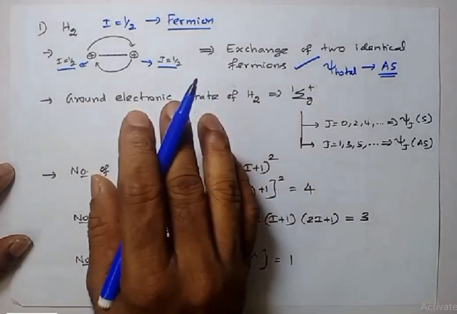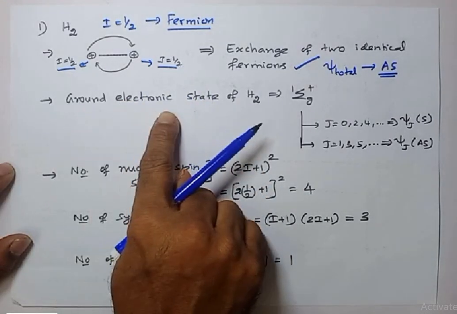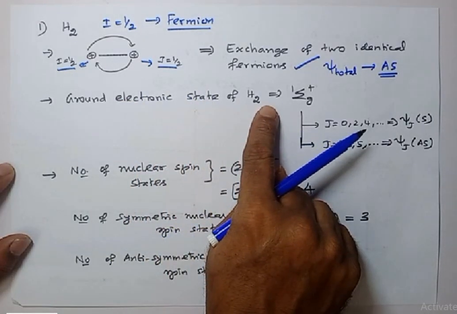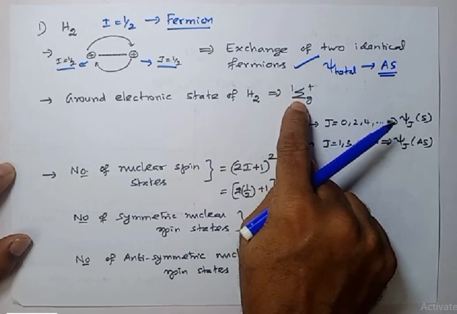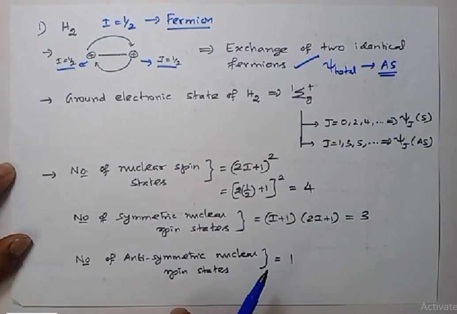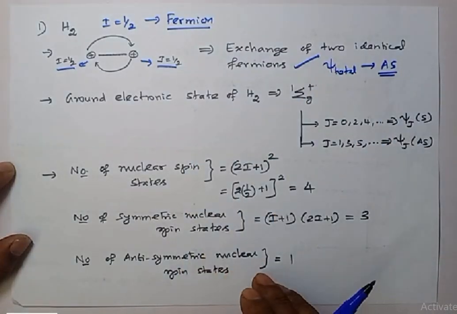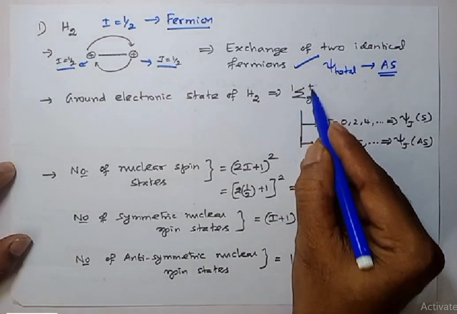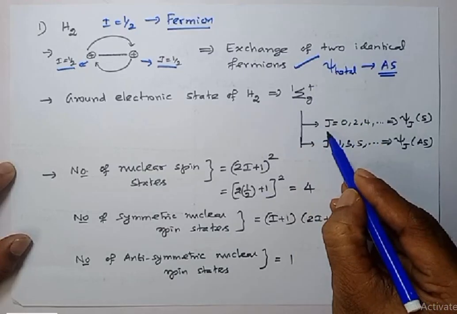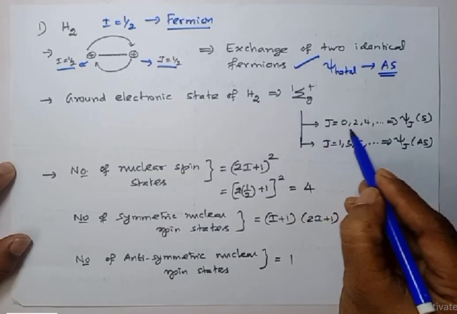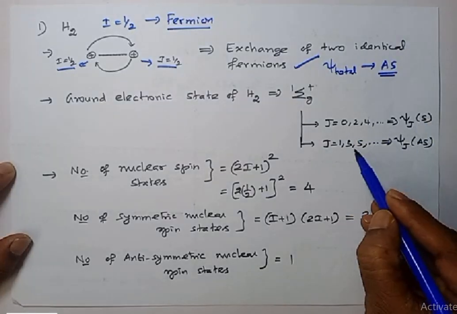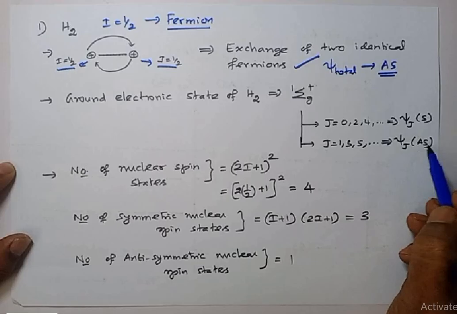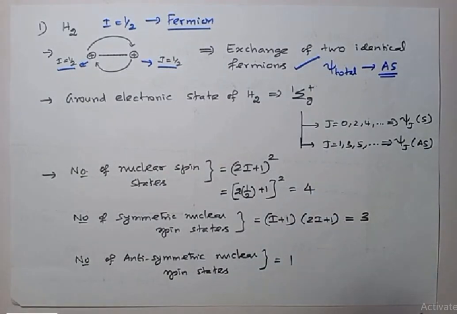And you also know that the ground electronic state of the hydrogen molecule, this is the term symbol, singlet sigma gerade plus. This is the ground electronic state of the hydrogen molecule. Since it is sigma gerade plus, J values are 0 to 4, odd and even. Even J states are symmetric, odd J states are antisymmetric.